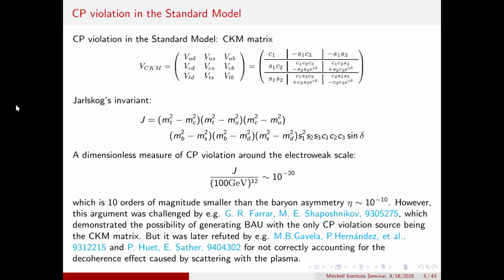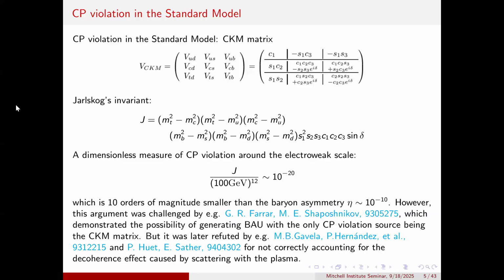So as I just mentioned, there is CP violation in the standard model. What's relevant for electroweak baryogenesis would be the one in the quark sector, which is the CKM matrix. The CP violation in the quark sector can be quantified by the Jarlskog invariant. If we normalize this by the electroweak scale, we find this to be 10 to the minus 20, which is very small, even much smaller than the observed baryon asymmetry.